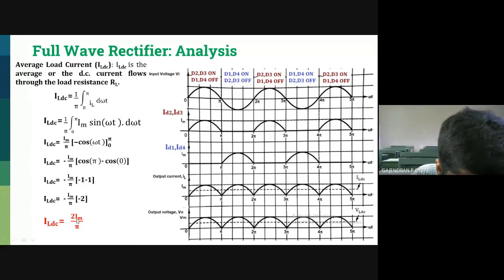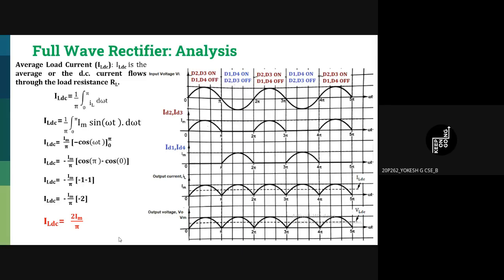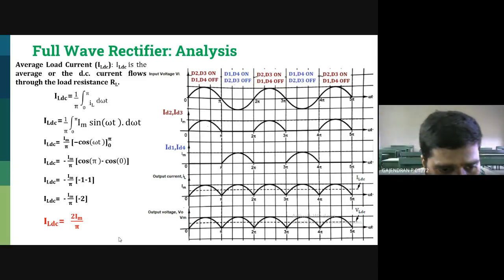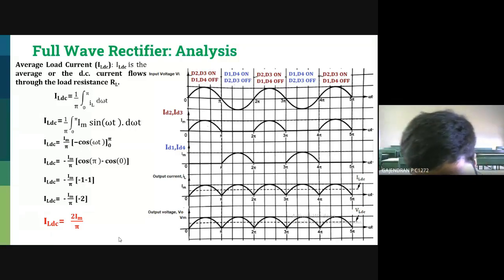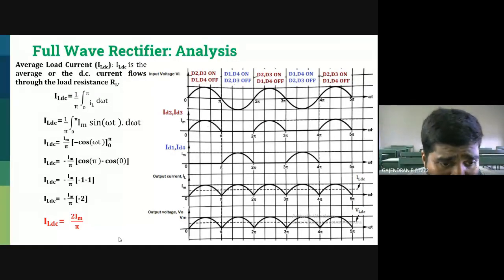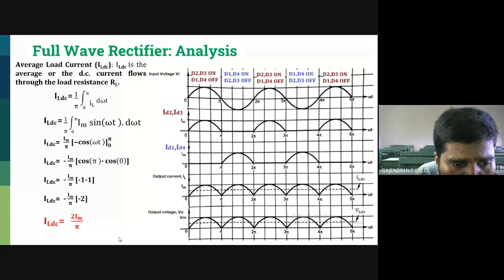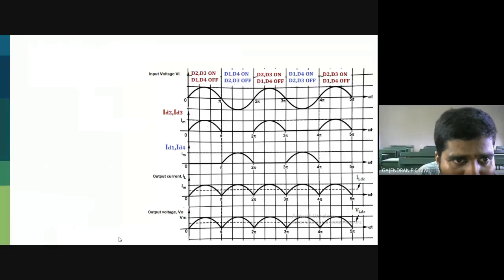What you got? Im by pi. Full-wave rectifier என்ன சார் வந்திருக்கு? 2Im by pi. அப்ப the average load current அதிகமா இருக்குமா கம்மியா இருக்குமா? It is 2 times higher than your half-wave rectifier. Is it the right answer? It is a correct answer. Okay. Can anyone tell me what will be the average load DC voltage? 2Vm by pi. Okay. 2Vm by pi. Yes. Let me check.